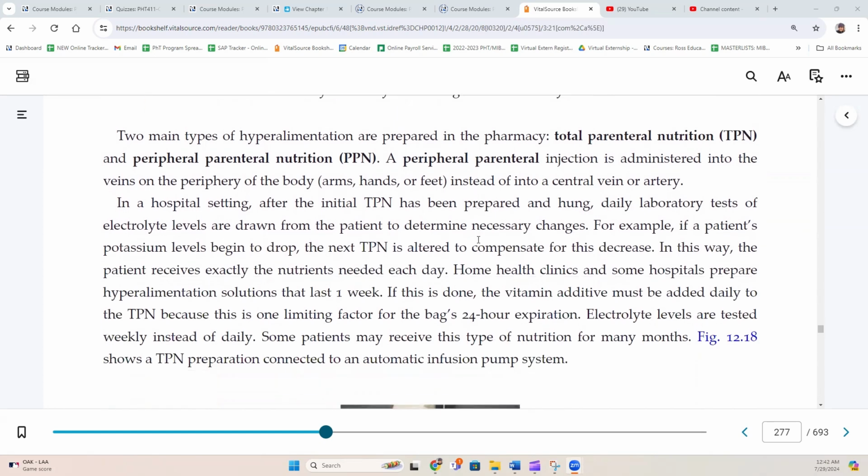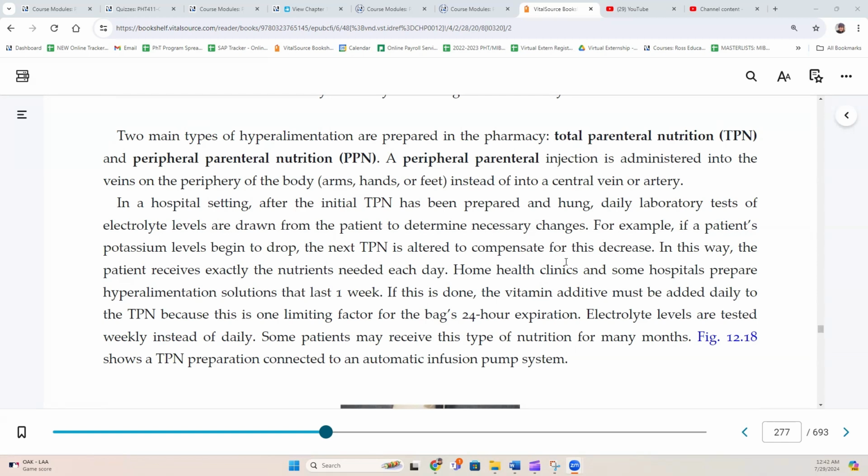Two main types of hyperalimentation are prepared in the pharmacy: total parenteral nutrition, TPN, and peripheral parenteral nutrition, PPN. A peripheral parenteral injection is administered into the veins on the periphery of the body, the arms, hands, or feet, instead of into a central vein or artery.